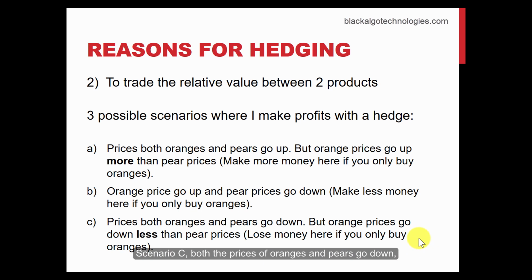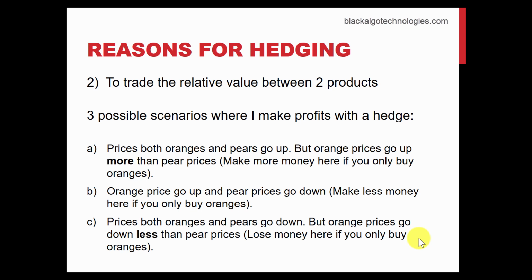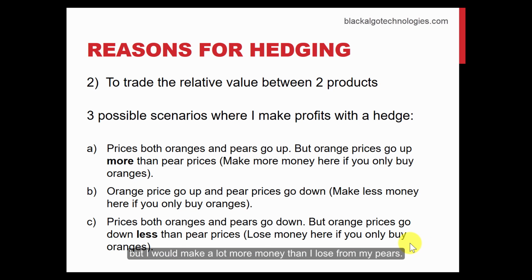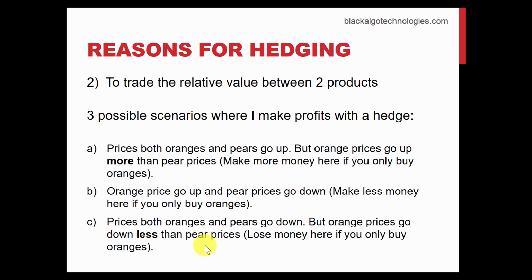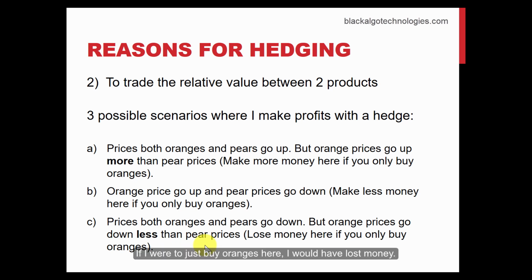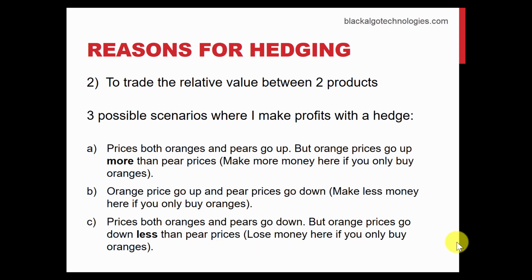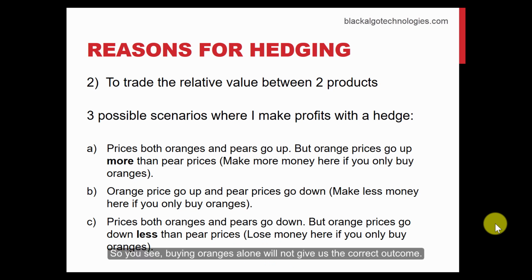Scenario C, both the prices of oranges and pears go down, but the orange prices go down less than pear prices. Alright, so in this case, I will lose money on my oranges, but I'll make a lot more than I lose on my pear because the pear prices went down more than the oranges. If I were to just buy oranges here, I would have lost money. So you see, buying oranges alone will not give us the correct outcome because the correct outcome is for us to make money in all three scenarios.